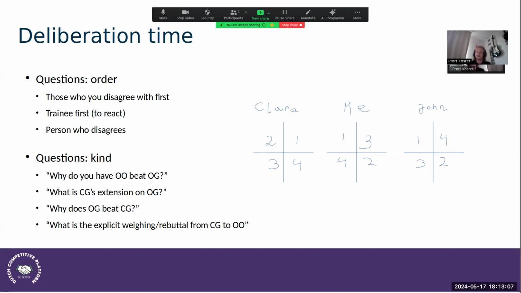Then we would ask, okay, John has given this reasoning. Clara, are you convinced? Say Clara most likely says no. If she says no, then I might introduce myself here to give stronger reasoning than what John has, or maybe different reasoning than John has, for why I think OG beats OO. And then after, I can ask Clara if she's convinced. And if she's convinced, then we go on because everyone agrees now on the opening half in that context.